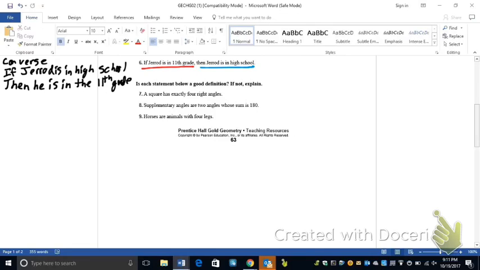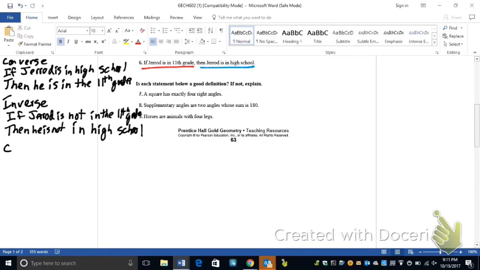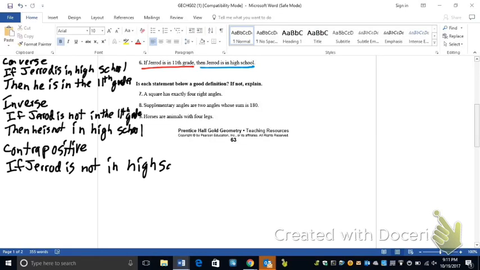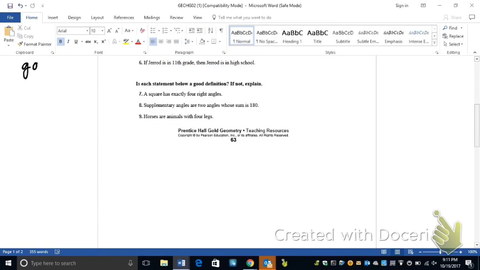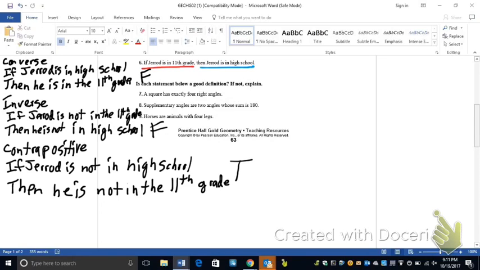So the inverse now is what we get when we negate. We say, if not P, then not Q. So if Jared isn't in the 11th grade, then he isn't in high school. Finally, the contrapositive, which is if not Q, then not P. So if not blue, then not red. If Jared isn't in high school, then he is not in the 11th grade. So we're going to look at these. The first 2, obviously false. And the last one is true, because to be in the 11th grade, you have to be in high school.